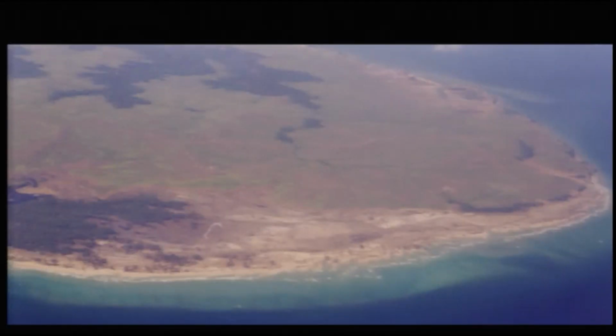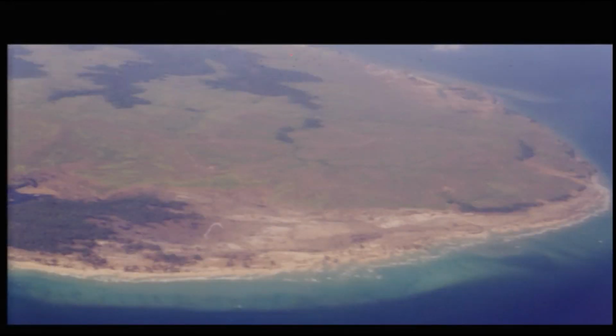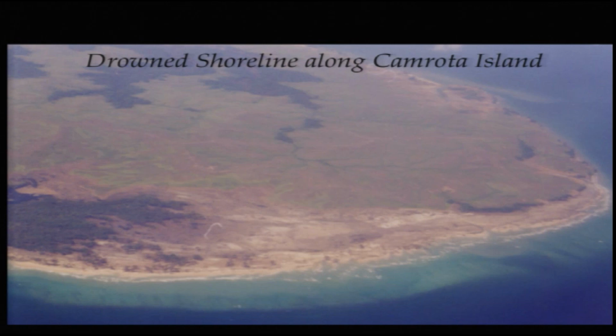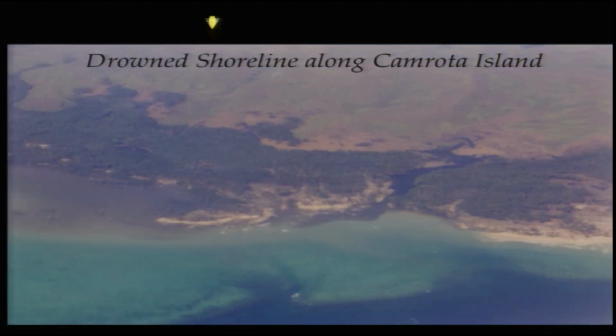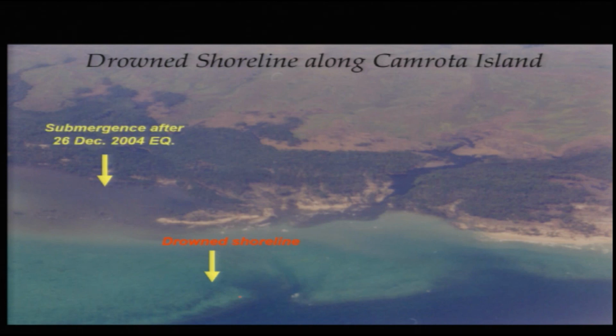So, this is the photograph of Kamorta Island before we get into this one. This is the portion here. We were flying at this location and we found some signature of drowned beach also. So, drowned shorelines along Kamorta Island, you can see here. This is the drowned shoreline, which subsided during 2004.